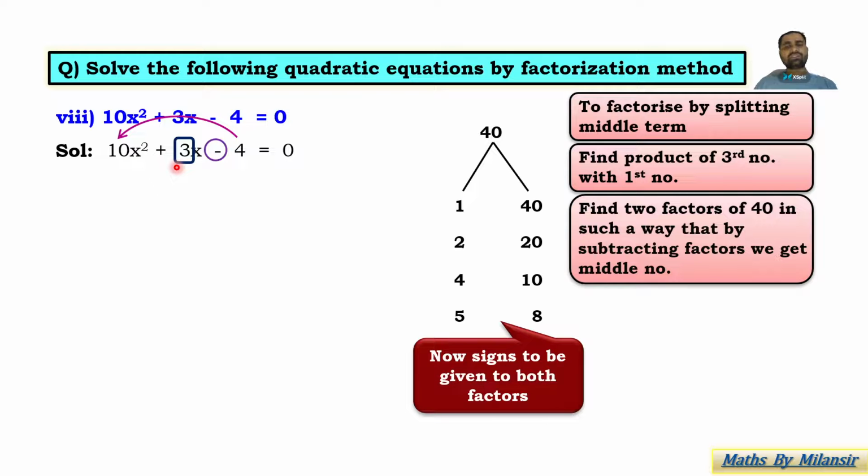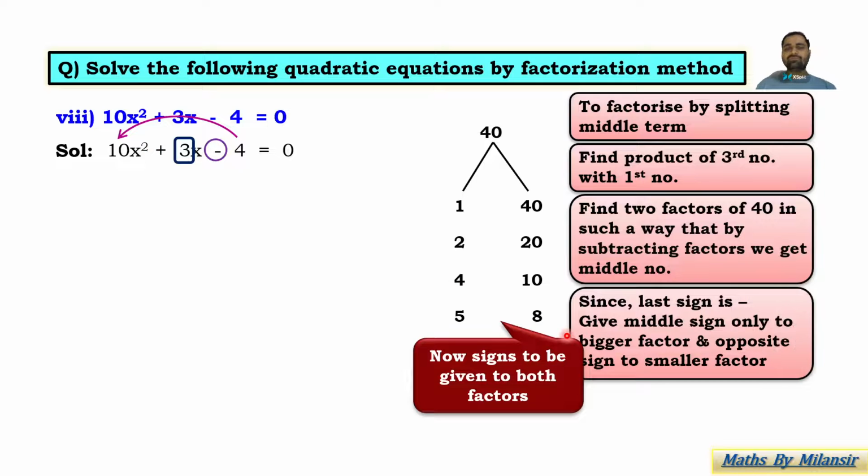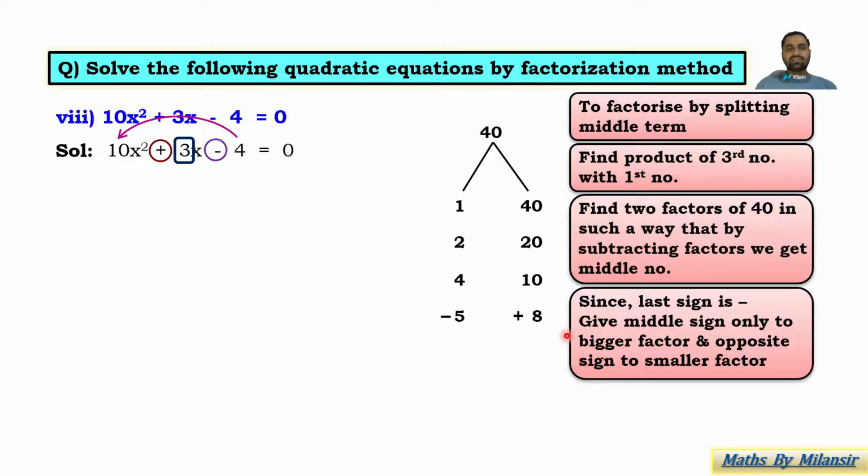So very simple logic is that the middle term's sign goes to the larger factor. It means the larger factor gets the middle term sign. Here 5 and 8. Out of 5 and 8, which one is larger? 8 is larger. Therefore, the middle term sign goes to 8. Means +8 and -5. So +8 and -5 are our final factors.